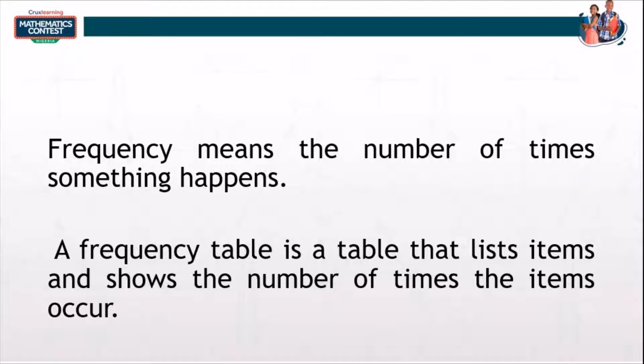So you have your columns. Usually the first column should be for the item. The first column must be for the item. Then the second column can be for your tally or your frequency. But your first column must represent the item you are about to present.